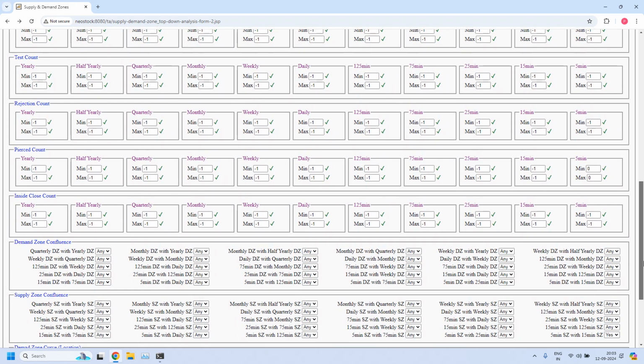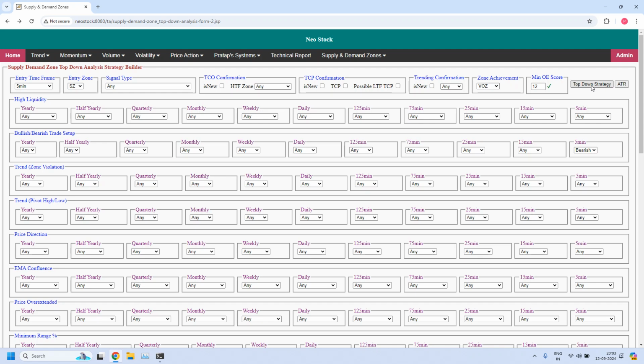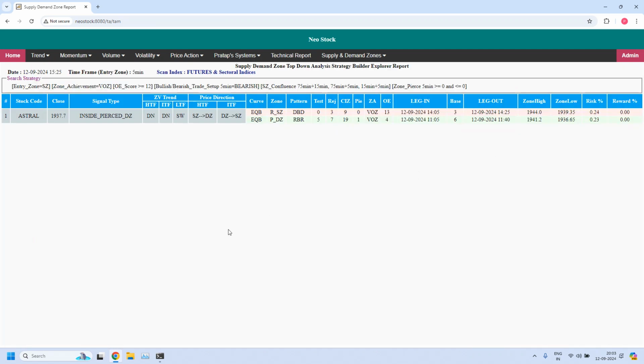In the supply zone, already 5 minute supply zone, 15 minute supply zone enabled. Next 5 minute supply zone with 75 minute supply zone, enable the filter. And 15 minutes and 75 filter also I selected. Now let's verify. LTF, ITF, HTF confluence. Astral is having LTF, ITF, HTF. That means 5 minute zone is part of 15 minute zone. 5 minutes and 15 minutes together is again part of 75 minute zone. Okay, this is about bullish and bearish trade setup reports for all the income trades.